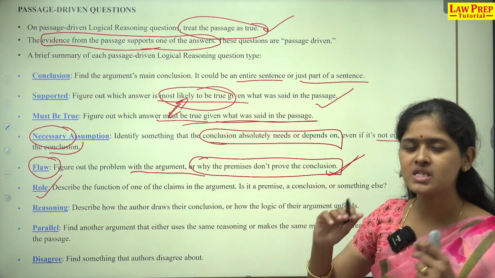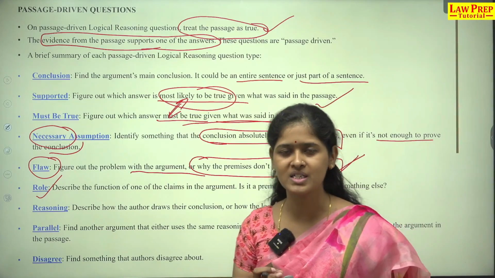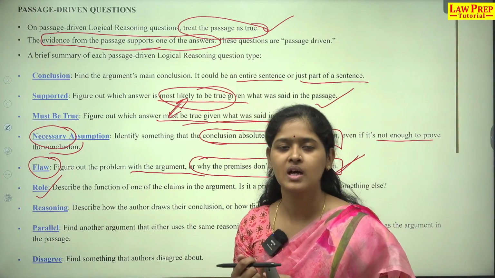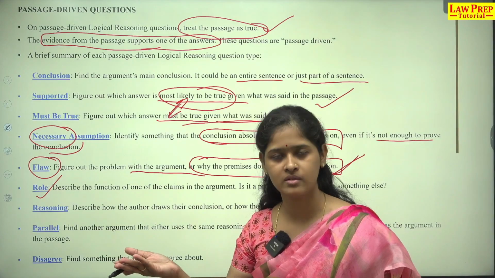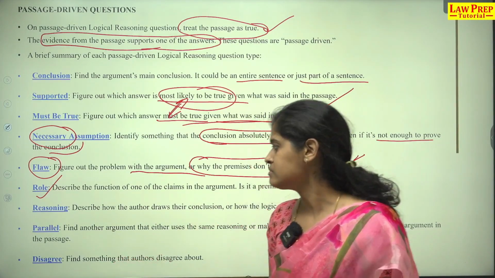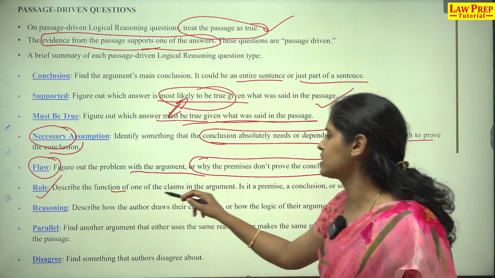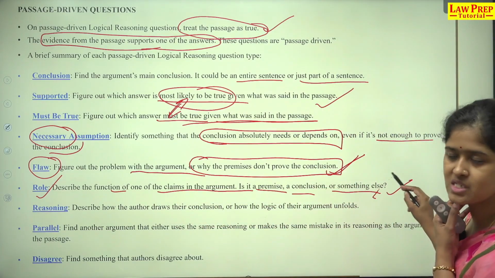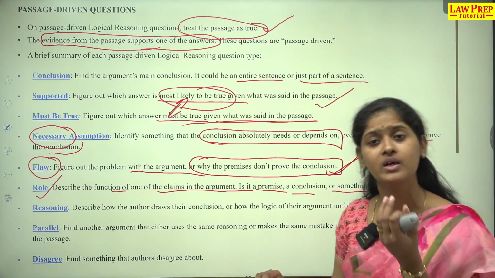Now, of course, if you have to decide what role a statement plays in the passage, suppose that's a counterargument, of course you have to go back to the passage, right? Go back as in don't turn the pages. But it's a passage question, right? Describe the function of one of the claims in the argument. It is premise, conclusion or something else. That's your role question. Then the answer has to come from the passage.